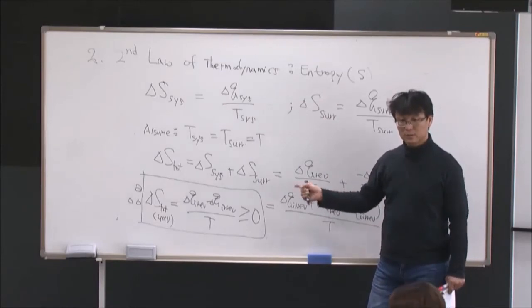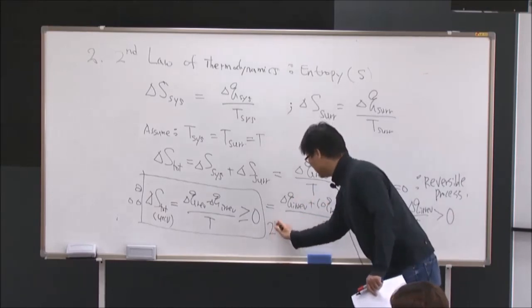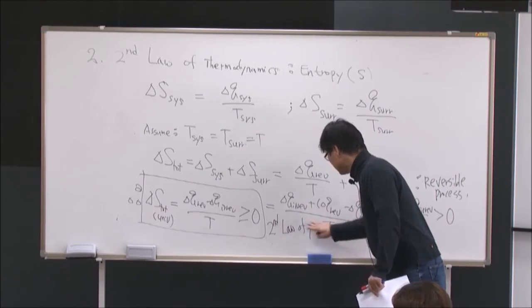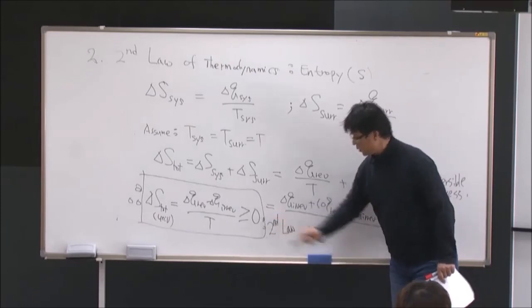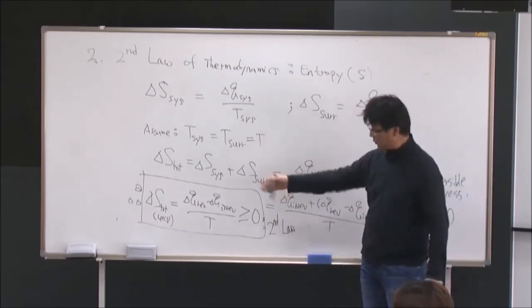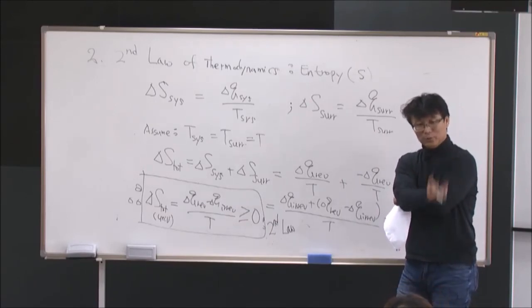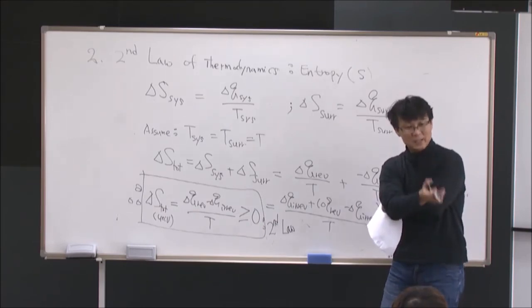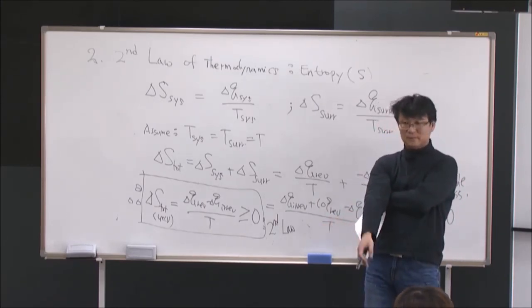Is it okay? This is actually second law of thermodynamics. So let's think about this way now. In terms of equation, it's like this. Second law of thermodynamics: entropy of universe is always positive, always increasing when you have any kind of irreversible process happen. It makes sense?